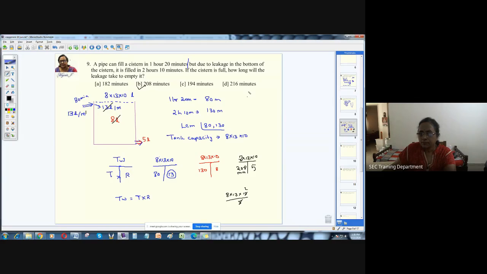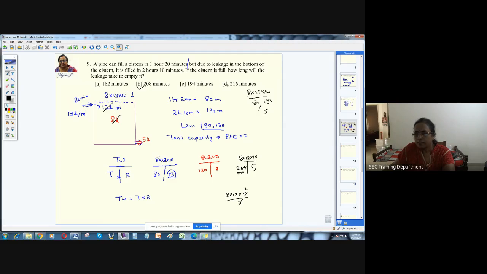Like, you have this value as 8 into 13 into 10. Next, when 80 minutes is filling in, you have to divide by 80. That's what you're doing here. This part we're dividing by 80, then the second one you're dividing by 130, and the third one you're dividing by 5. When you divide, you should get an integer. So when do you get an integer? When you take this particular value as a multiple of the given data. The given data are 80, 130.